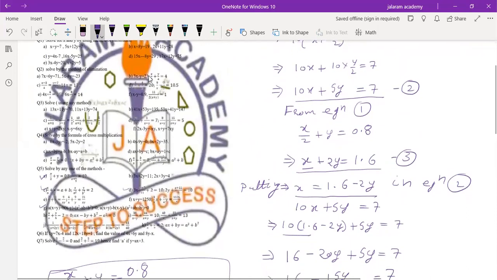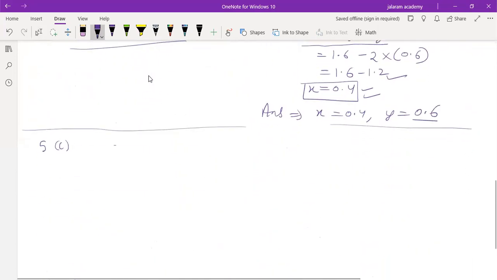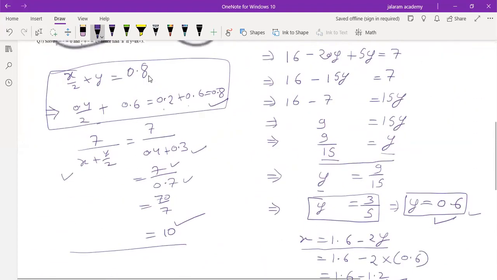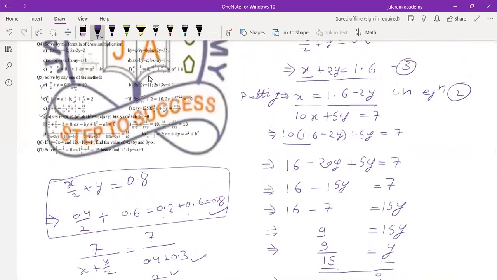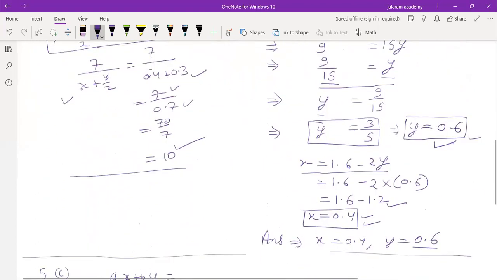Sir, cross multiplication method. Because in the fourth question, you all said 1 upon A, we can substitute. X by a plus y by b equals a plus b, right? This one?